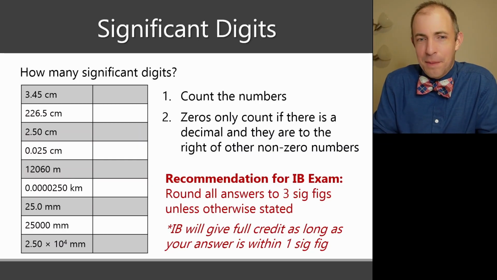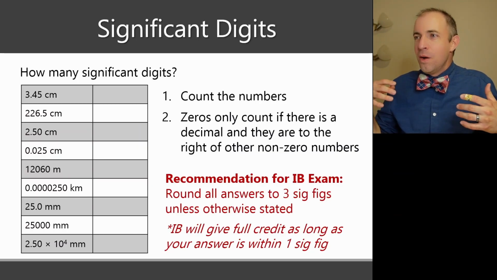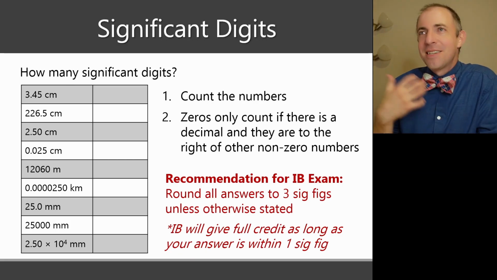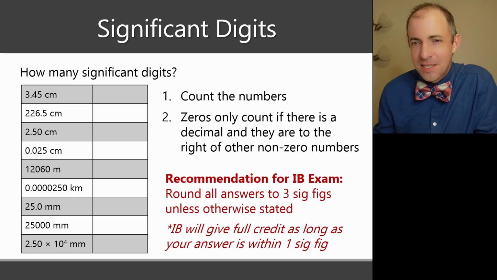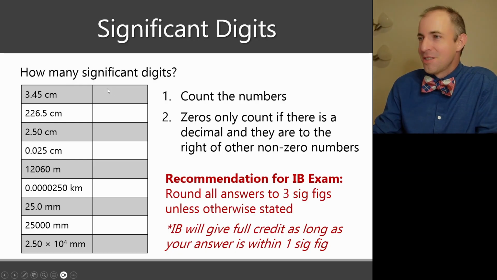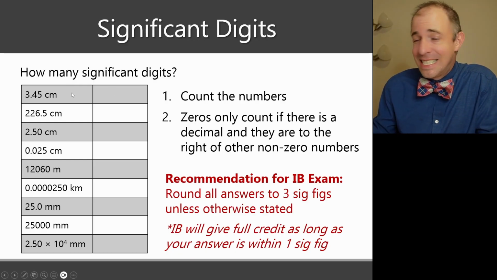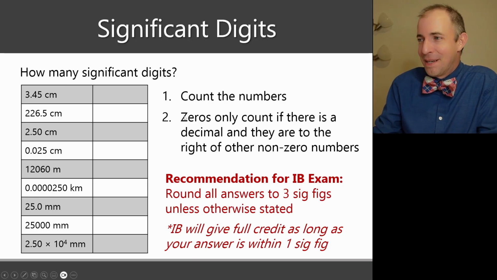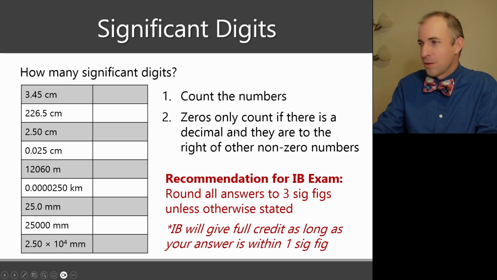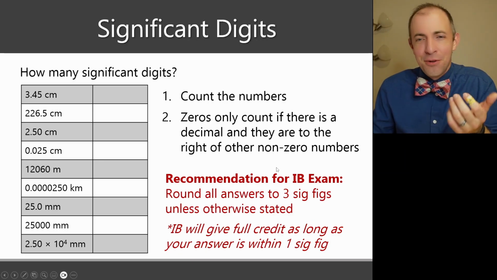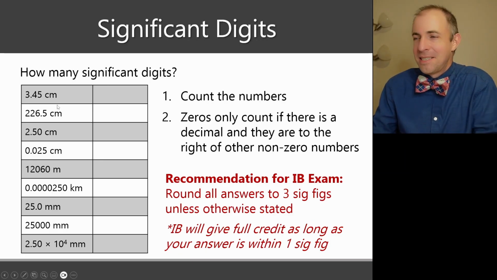Now, the last thing I want to point out in this video is we can also use significant digits to basically show a level of precision. So here we have two basic rules. To figure out how many significant digits something has, we will count the numbers. And then the funny business is when you get zeros going on. Zeros only count if there's a decimal and they are to the right of other non-zero numbers. It's easiest to see an example.